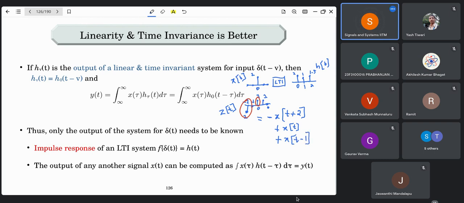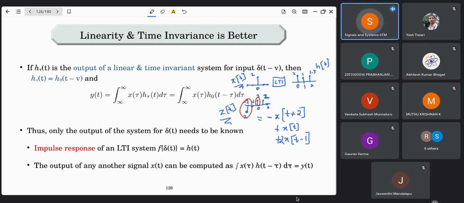Is this clear? What we have done is we have taken an arbitrary signal Z of T and expressed that purely in terms of this discrete impulse. So maybe if you want, you can have this amplitude as 2, and this will get scaled with 2. You can scale this amplitude.